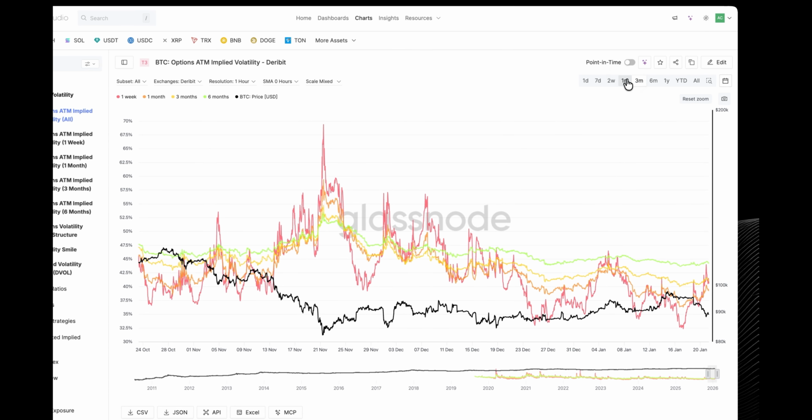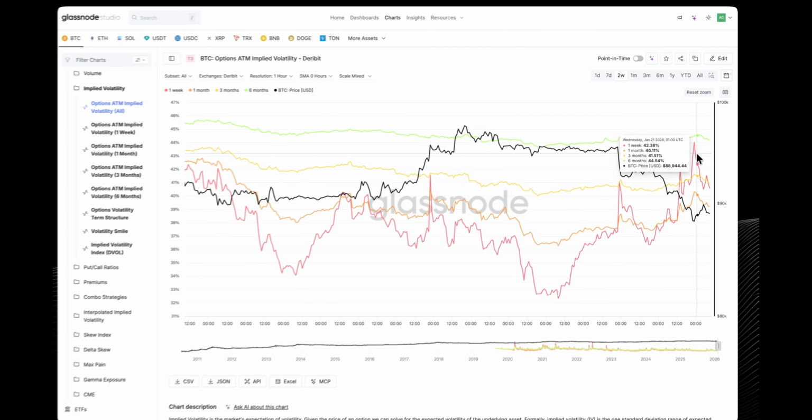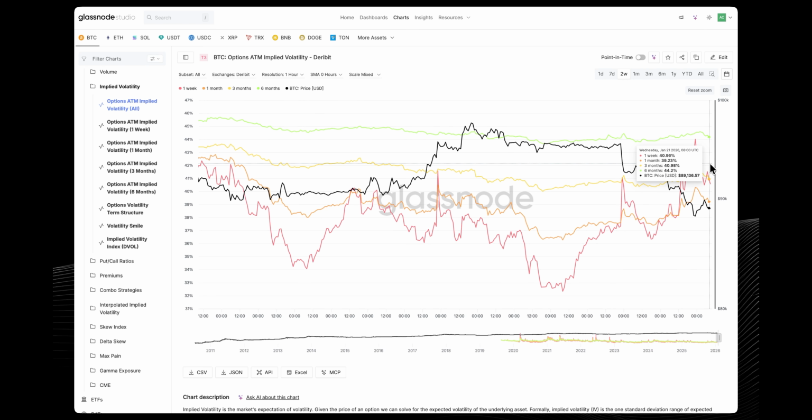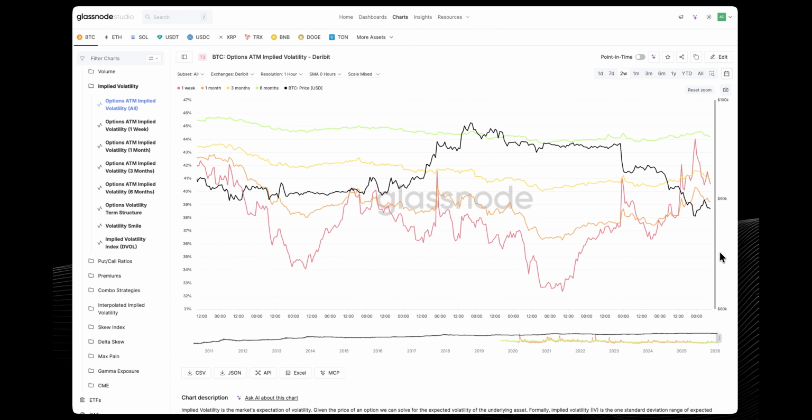The term structure, zoom in on the 2 weeks. The term structure is quite compressed, as there are only 3 vol points between the 1 week and the 6 months. Participants are not forced hedgers and they are not chasing momentum.